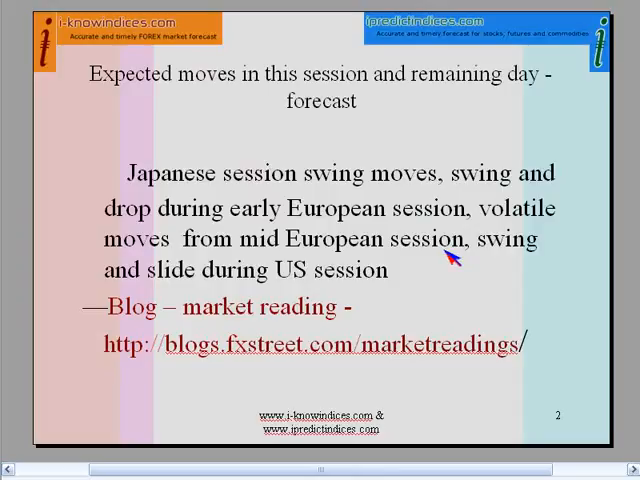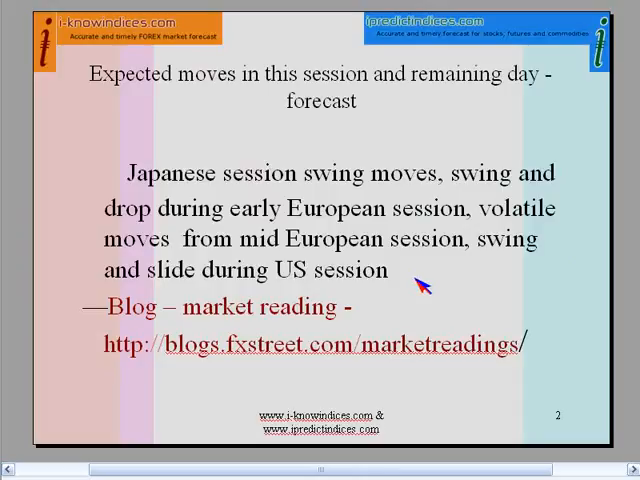Volatile move refers to up and down quick moves. These could be done with the help of rumors, data releases, or expectations released in the media. With the help of that, they will make a quick rise and a quick drop in order to hit the stops either way. During that time, they could come closer to the high or make an upward stop above the high, and subsequently swing and slide during the US session.